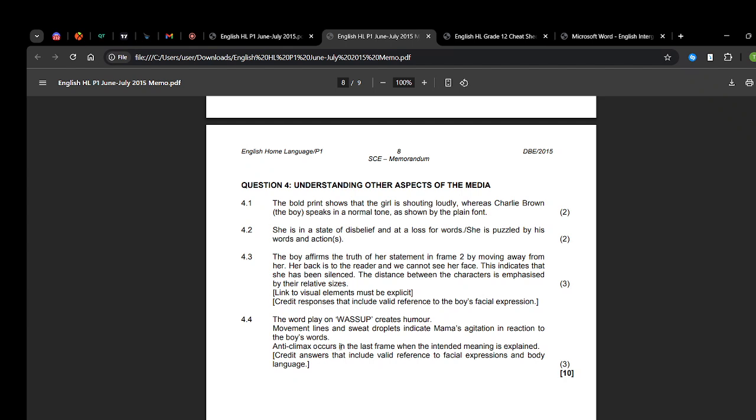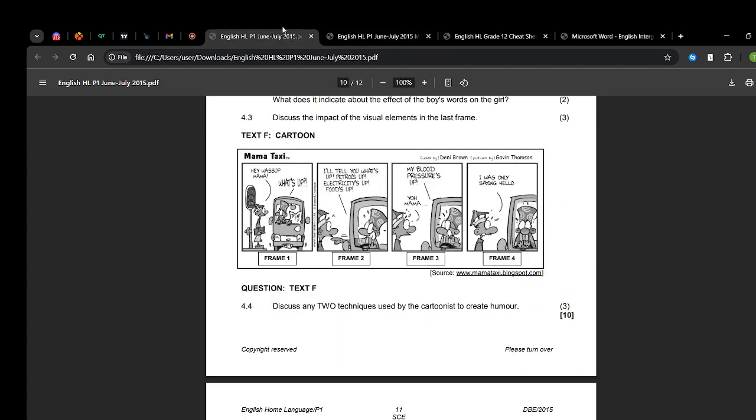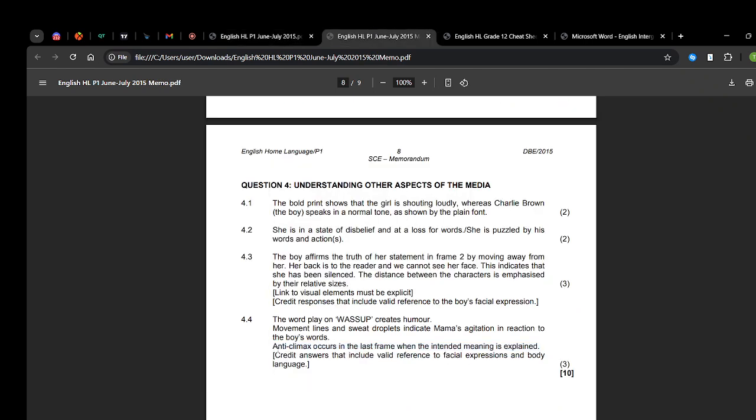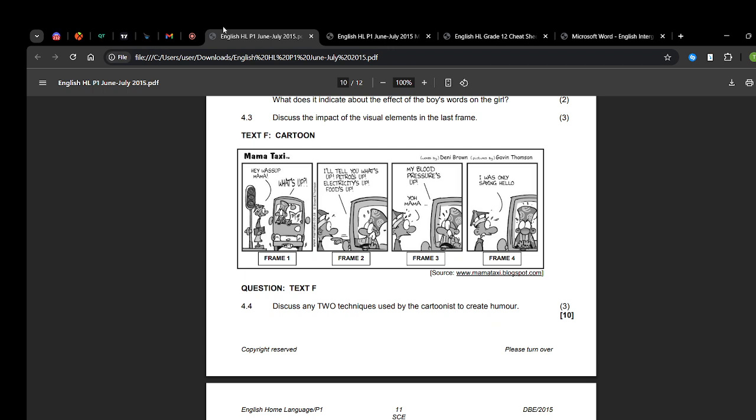Anticlimax occurs in the last frame when the intended meaning is explained. And this sentence already explains what an anticlimax is. But I'm not sure they were looking for an anticlimax. You could have just said that the joke was ruined when the intended meaning was explained. They said two techniques, so you see they're contradicting themselves. I think if you just gave two techniques and elaborated, you would have got your marks. I don't think you have to give a technique in each frame. Does that answer your question or should I explain more?